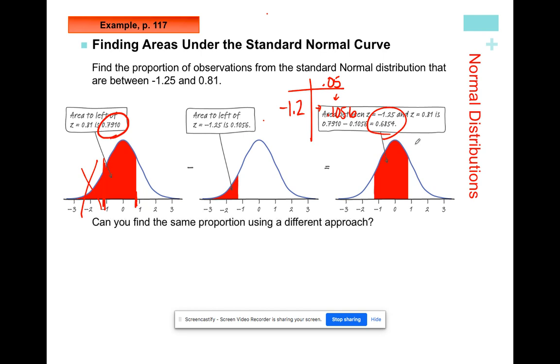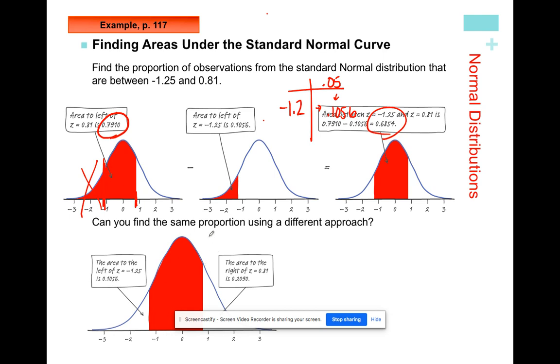So here's just another way of finding the same information. You can think about the fact that the whole distribution is equal to 100% or equal to 1. So here they're showing you the area to the left of negative 1.25, which is this 0.1056, which we already had up here. You can find the area to the right of 0.81, which is really just the 1 minus 0.7910 to get this value here. So we can do 1 minus these exterior areas. So 1 minus 0.1056 plus 0.2090 to get that same value of 0.6854.